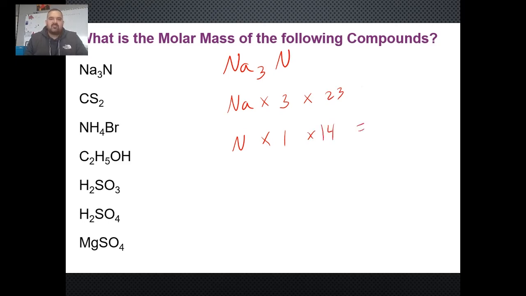We multiply straight across. So 3 times 23 gives us 69. 1 times 14 is 14. Then we just add these together. So that gives us 83 grams per mole. So 1 mole of Na3N has a mass of 83 grams.